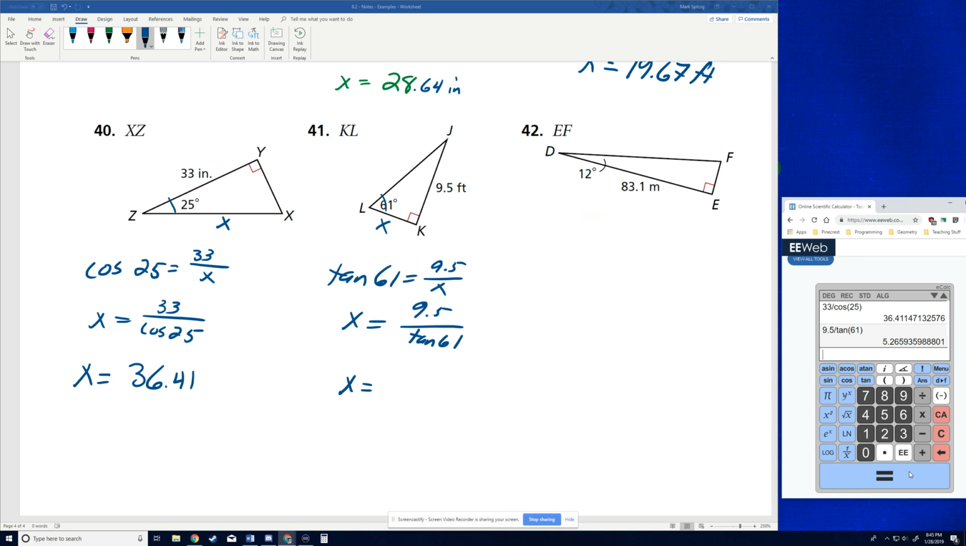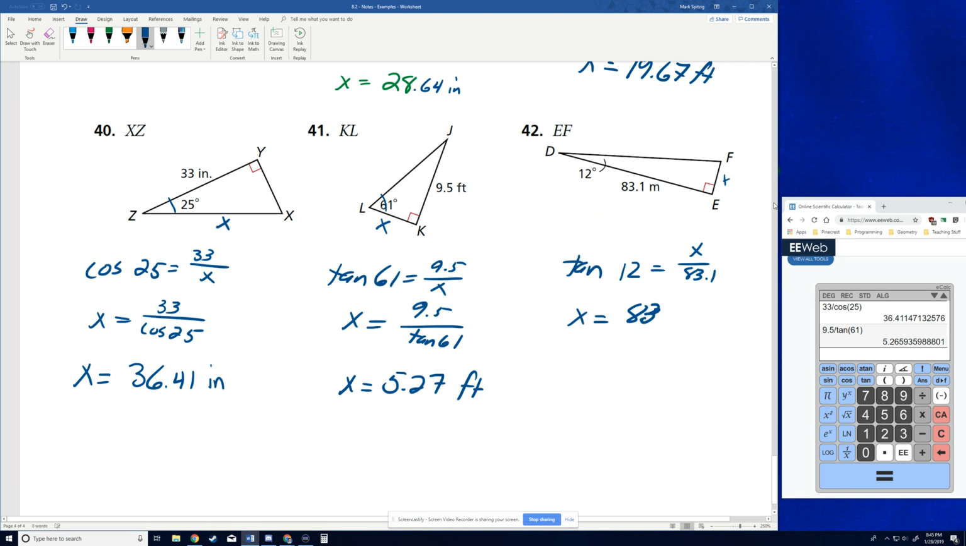And again, 5.26, 5.27. And that is feet. And that is inches over there. All right. And then we have trying to find EF, which is this. That's opposite and adjacent, that is tan again. So tan of 12 equals x over 83.1. And so we do have to just multiply both sides by 83.1. So x equals 83.1 times tan 12.